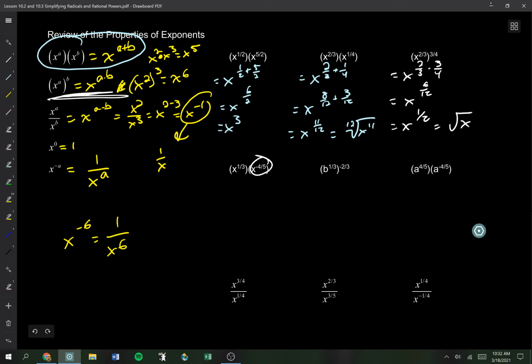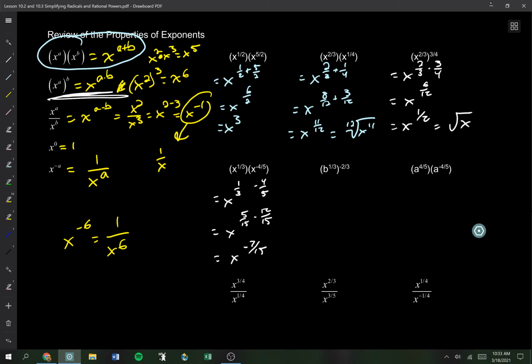Okay, here we've got a negative power. Now I'm still going to be adding up these fractions. I'm going to have x to the 1/3 plus negative 4/5. So I could write that as just minus 4/5. It's really x to the 1/3 minus 4/5. I need a common denominator, which is 15. So it's 5/15 minus 12/15, which gives me x to the negative 7/15.